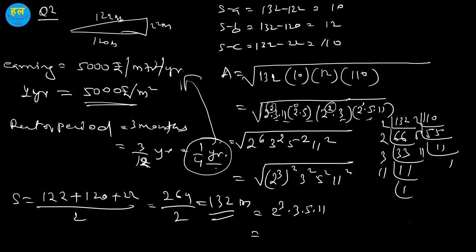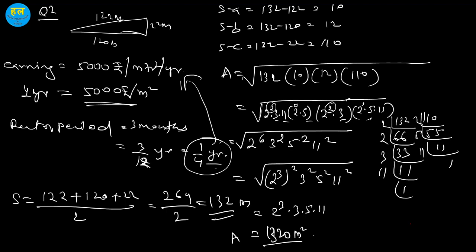What we get here is 8 into 3 into 5 into 11. It is 1320 meter square. This is our area of the wall.